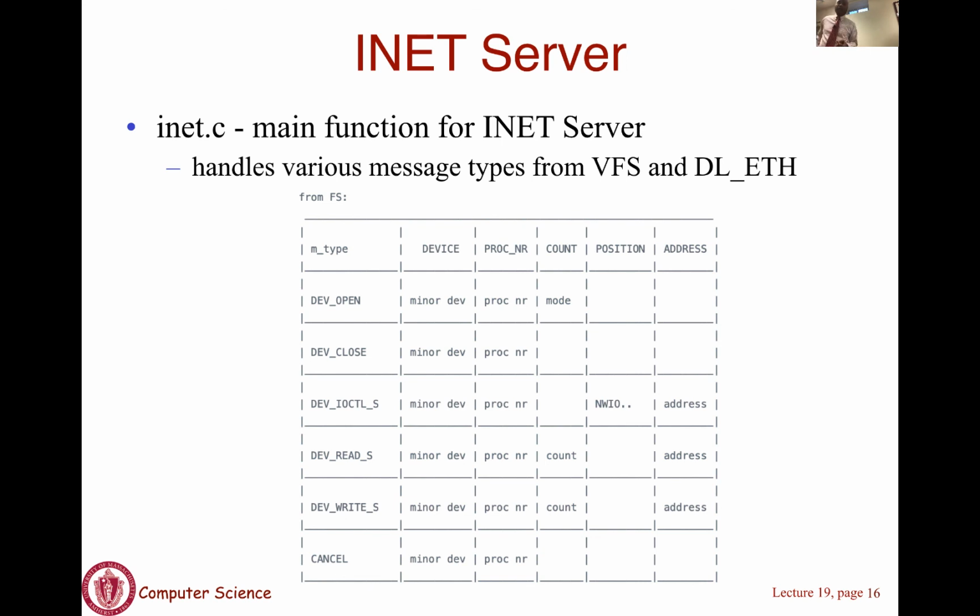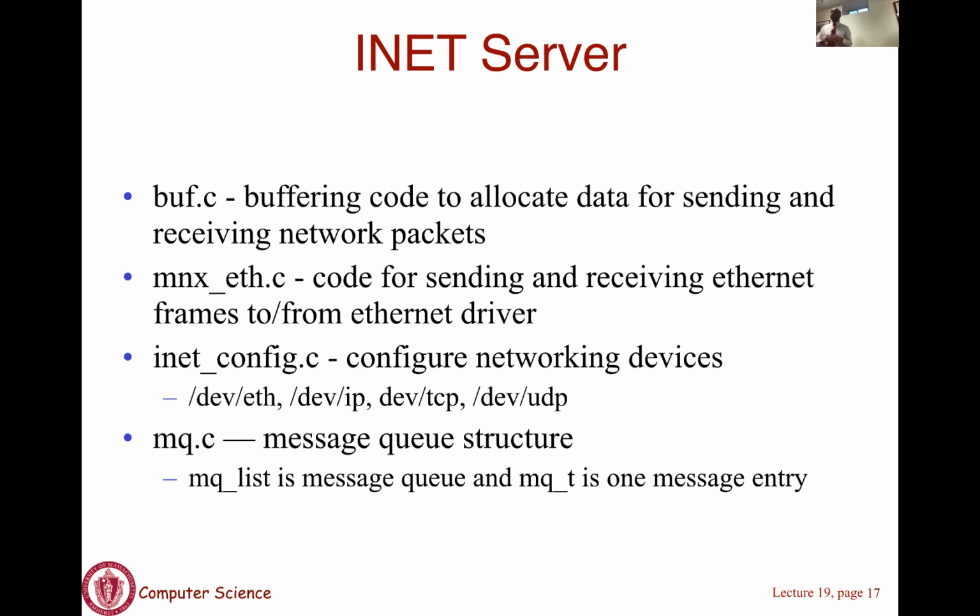Now the INET server is also going to receive messages from the VFS process. The reason for this is that we are using a /dev interface, which is a file interface for communication. If you read or write to a device using a file abstraction, those packets are first going to come to the VFS layer and then get handed over to the INET server. The INET server, of course, also has to talk to the data link layer, which is shown here as the DL/Ethernet card. Okay. So that's the main function.